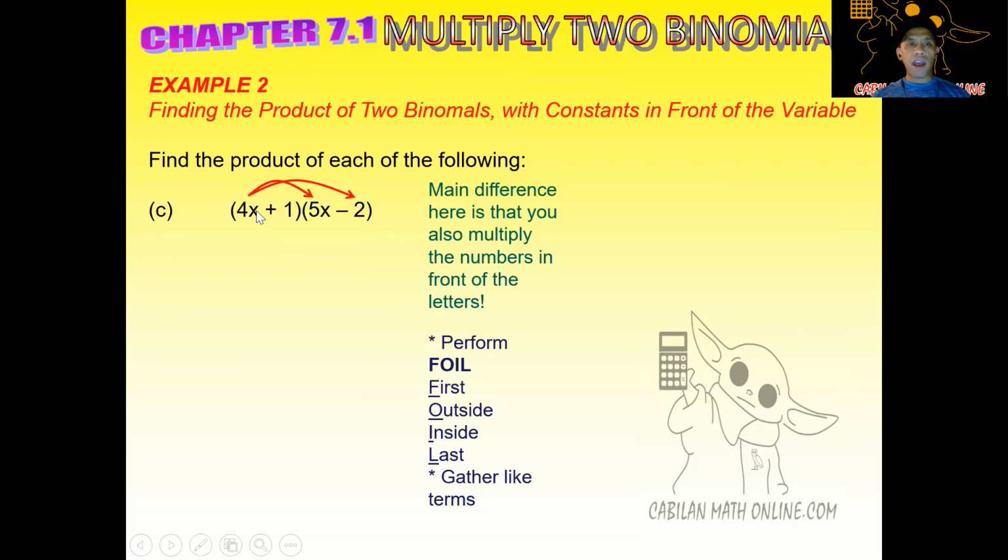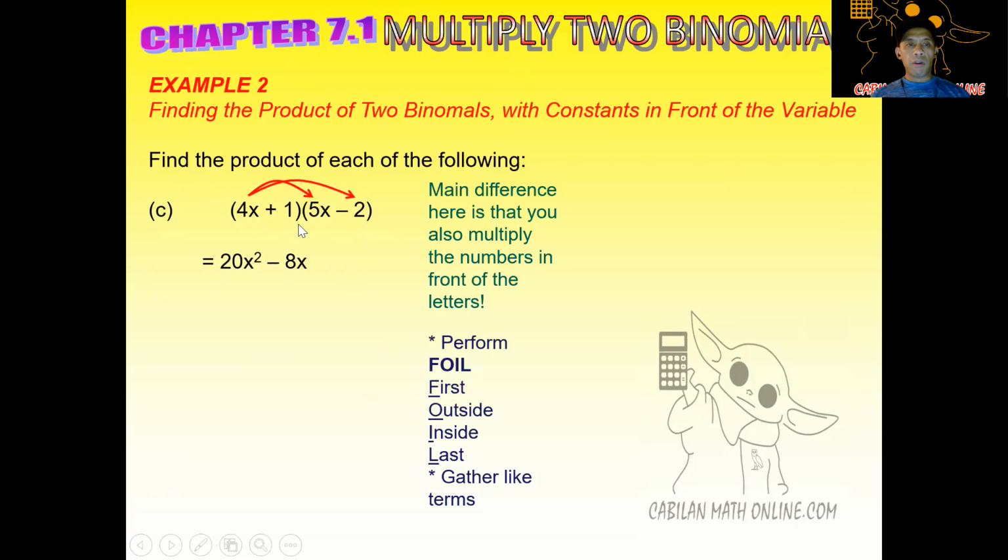And I'm going to take this 4x and then multiply it to the -2. So 4x times 5x is going to give me 20x squared. And then 4x times -2 is going to give me -8x. So let's be careful with the first one there, because remember that you are multiplying the numbers that are in front of the x's here.